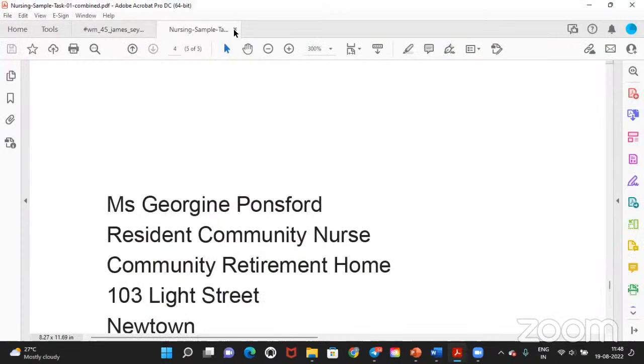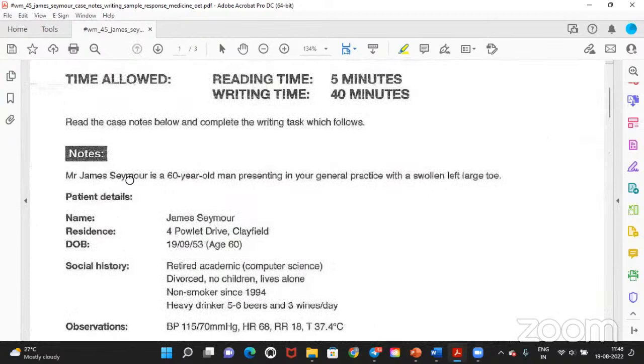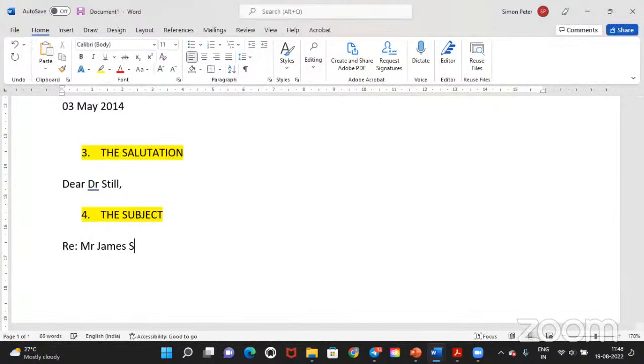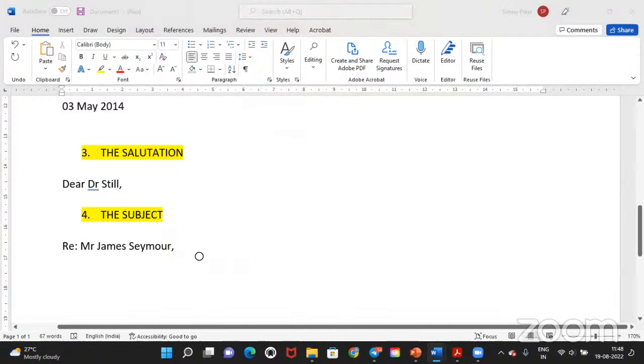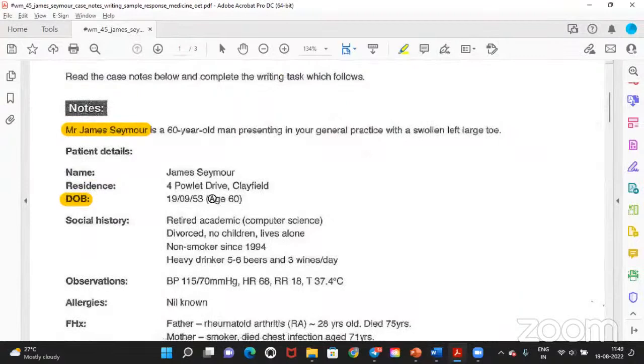Mr. James Seymour. Regarding Mr. James Seymour. Be careful. Many people, instead of Mr., will write Miss like that. They don't even remember. Mr. James Seymour. Now here, there are two options. One is date of birth is given, and the other one is age also given. When both are given, which one should we take as priority? Take date of birth as priority.